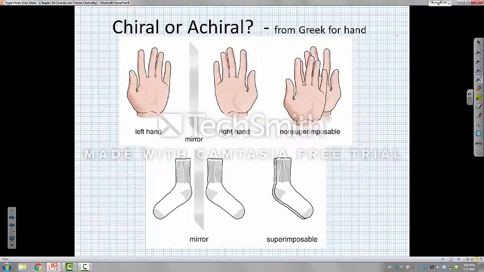So, chiral or achiral. Chiral comes from the Greek word for hand. Your hands are mirror images. Your left hand is a mirror image of your right hand. If you put your right hand up to a mirror, your left hand is reflected back, and vice versa. They're often referred to as asymmetric or non-superimposable. So they're non-superimposable mirror images.